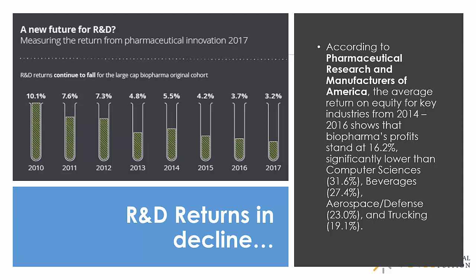There's lots of reasons why that might be the case, some of which we'll be looking at a little bit later on. But according to the Pharmaceutical Research and Manufacturers of America, the average return on equity for key industries from 2014 to 2016 shows that biopharma's profits stand at 16.2%, I should say, significantly lower than, for example, computer sciences at 31.6%, beverages at 27.4%, aerospace and defense at 23%, and trucking at 19.1%.